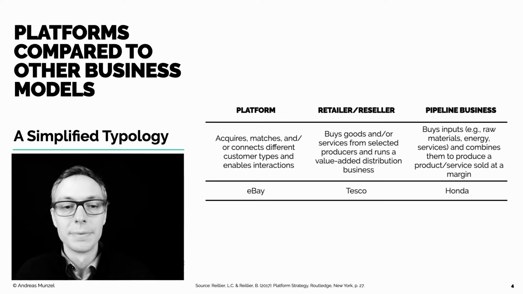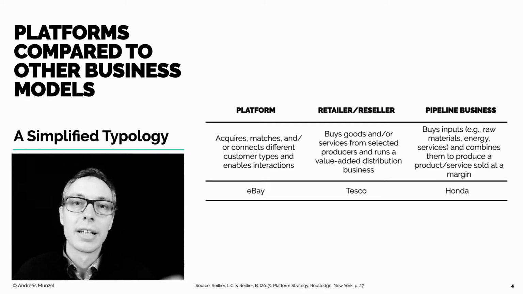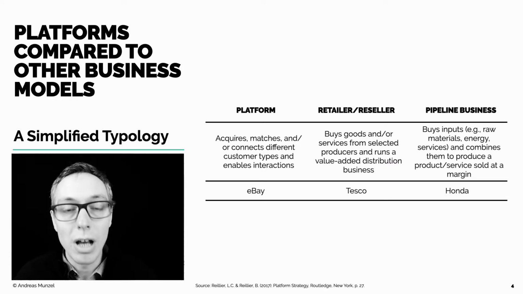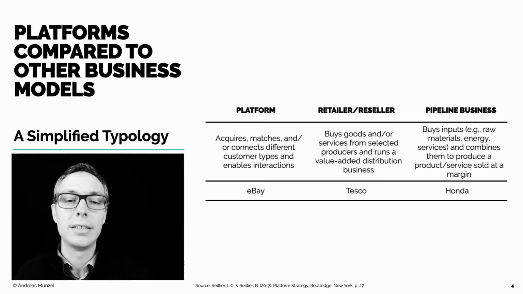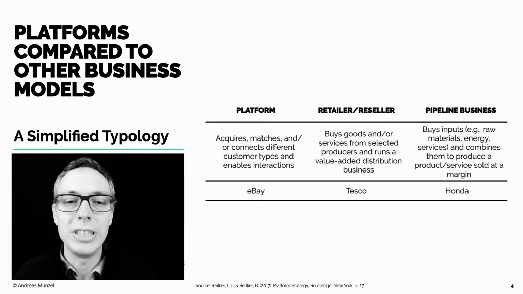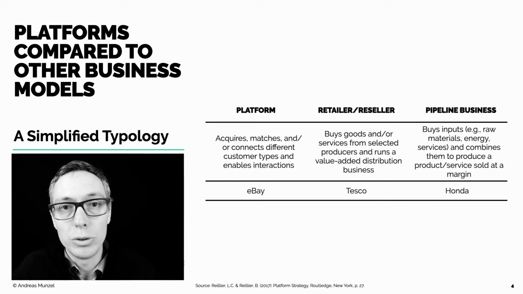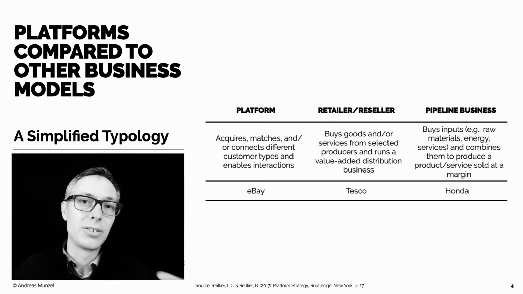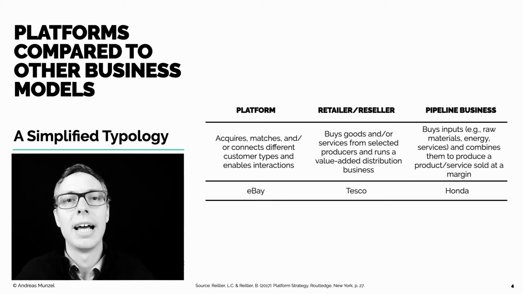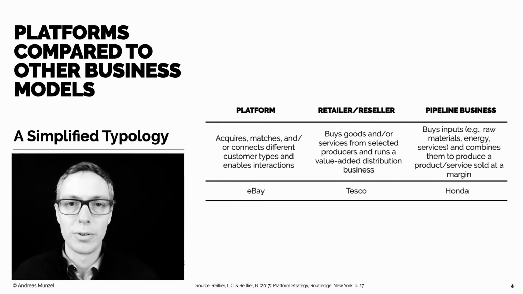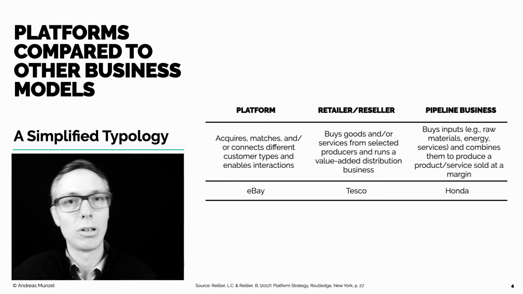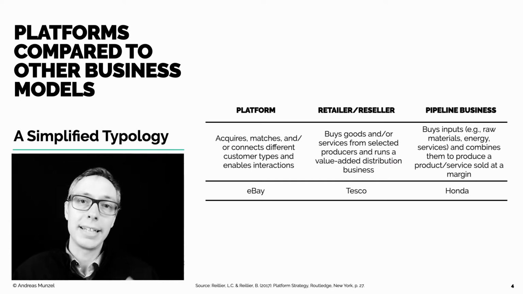Second here is the retailer or reseller. The difference is that the retailer or reseller does not produce itself, but buys goods and or services from selected producers and runs a value-added distribution business. As marketing or business students, you're quite familiar with what retailers or resellers are, what they do, and how they add value to the final customer. It's more in the assortment, in the assembly of a coherent, consistent offering of products they acquire from producers and display and sell to their customers. So compared to a pipeline business transforming raw materials into a final product, retailers and resellers buy and then sell products to customers.